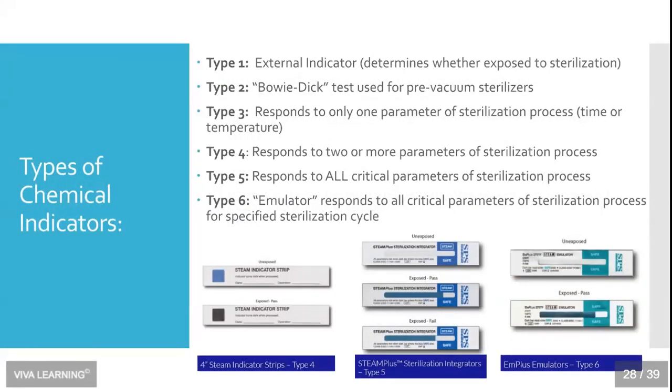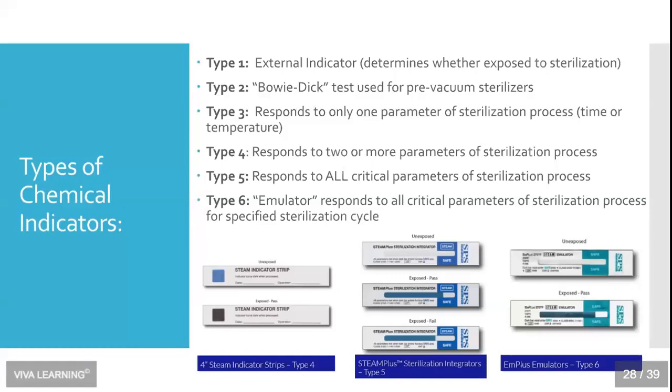Now there are 6 types of chemical indicators. Historically, they were referred to as classes. Now they are referred to as type 1, type 2, type 3, type 4, 5, and 6, and they are indicated for specific purposes and processes for instrument sterilization. So a type 1 chemical indicator is an external chemical indicator, and a good example of that would be chemical indicator tape. The tape that you use to wrap up an instrument package using sterilization wrap.